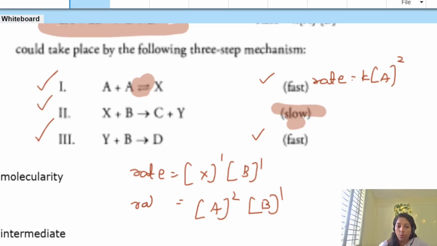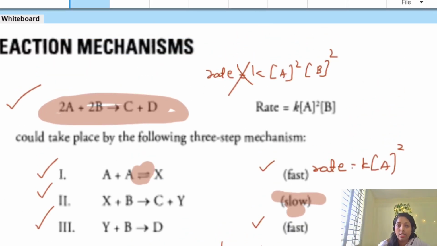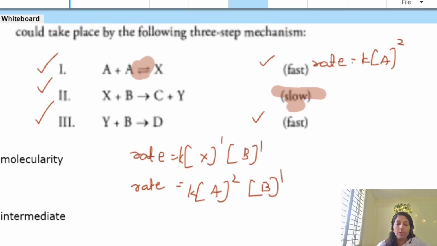Rate is equal to k times A squared times B. Got it? This is how we get this rate law from the reaction mechanism. When we apply the fast equilibrium step and substitute like this, the approach is called SSA, steady state approximation.